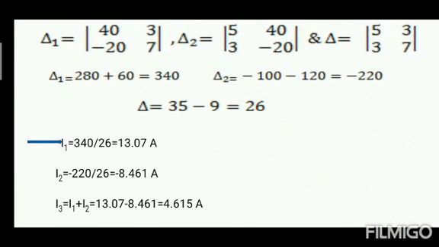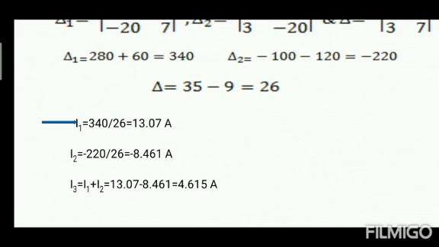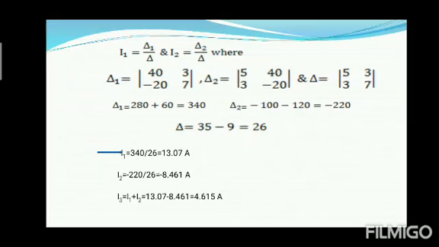After finding these values, use the formula I1 is equal to delta 1 by delta, 340 by 26, which gives the value of 13.07 amperes, and I2 is minus 220 by 26, that is equal to minus 8.461 amperes. Don't worry if you get a negative value for the current, because a negative value means that the current is flowing in the opposite direction to what we assumed in the problem. That's it. And finally I3 is equal to I1 plus I2, which gives 4.615 amperes. This is the solution.